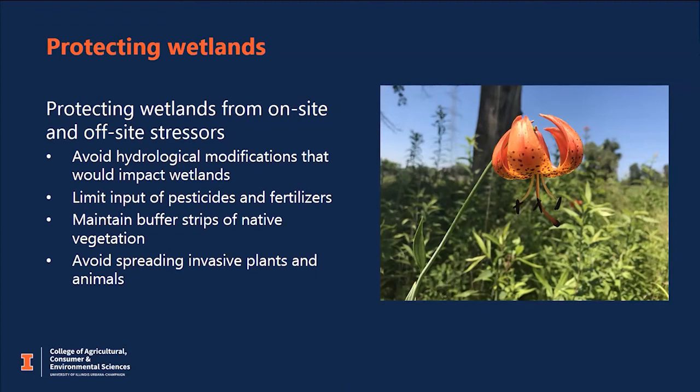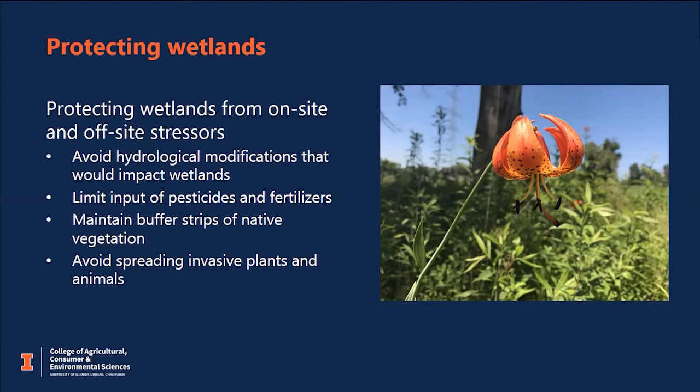And because hydrology, of course, is the master variable controlling wetland biology and function, it's very important to avoid hydrological modifications that would impact wetlands, either delivering more water to the site or impounding a wetland to keep water on a site for longer, which alters the natural vegetation, or diverting water away from the wetland, which would tend to dry out the wetland and also impact the natural vegetation. Both too much and too little water can be a stress for natural vegetation.